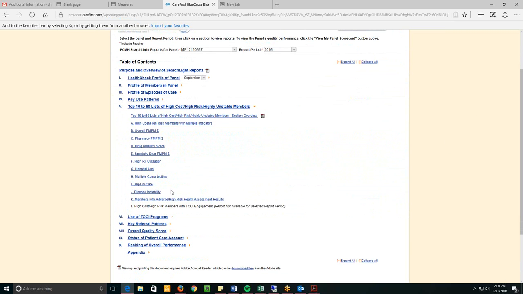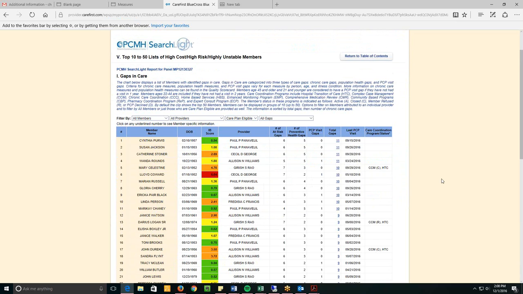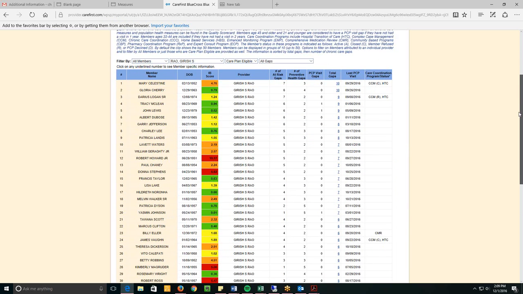So there are a few reports that are important. Let's start with gaps in care. So this is all the people that have gaps in care that we need to fill, right? When you go to the screen, obviously pick one doctor at a time, because if you pick all, that's too much. So I'm going to pick Dr. Rao.